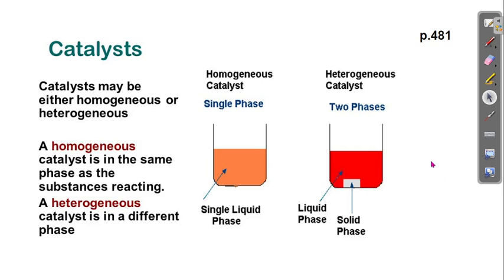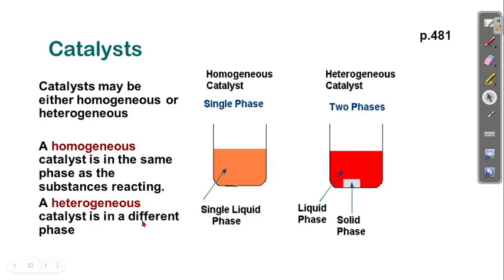There are two kinds of catalysts: homogeneous catalysts and heterogeneous catalysts. Page 481. Homo means the same, hetero means different. Homogeneous means that the catalyst is in the same phase as the reactants. In this case, they are all liquids. Heterogeneous means that the catalyst is in a different phase from the reactants. So you have a liquid and a solid, for example.